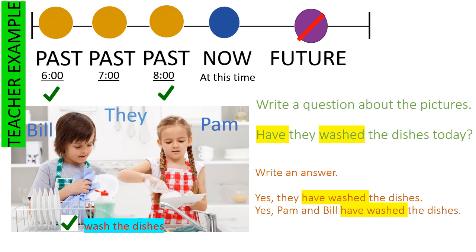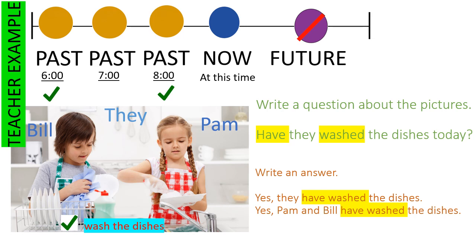So here we have 6 a.m., 7 a.m., and 8 a.m. And then now means at this time. So I can write have, okay, because I see different times in the past and now. Have they, what's the action? Wash the dishes. So I change that to washed. Have they washed the dishes today?